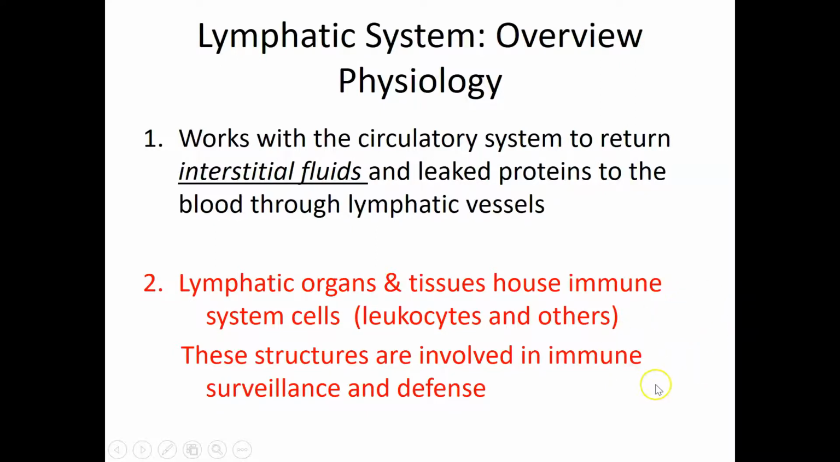Okay? So that's the second main function. So let's break those down. And also, this mentions what these immune system cells are doing. They're performing immune surveillance, which means they're packed into these structures and they're exposed to stuff coming into the body. And they're basically evaluating materials coming into the body. That's immune surveillance. Is it good? Leave it alone. Is it a pathogen? Attack it. So surveillance, watching what comes in, and defense is mounting an immune attack on some kind of pathogen.